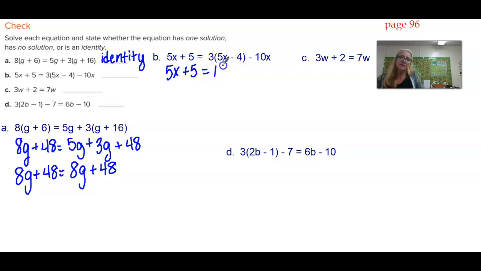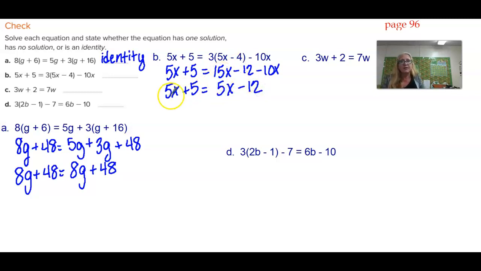3 times 5x is 15x. 3 times negative 4 is negative 12. Minus 10x. Still not a whole lot I can do on this left. I'm still cleaning up the right side. I have a 15x and a negative 10x, which will give me a positive 5x minus 12.